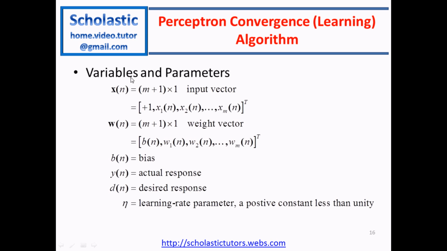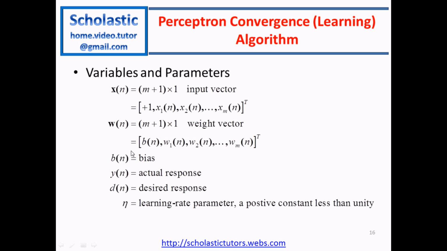We have the input variables, input parameters, which are going from 1 to m. Basically, there are 0 to m because of the bias, so we have a bias plus m inputs, and we have a linear vector here, and we put a transpose T here. It is actually a column vector, but we wrote it as a row vector here. And there's a weight vector, which is again a column vector. We make it like a row vector by putting a transpose here. And there is a bias. This b(n) is the bias, and w1 up to wm are the actual weights, and the response is y(n).